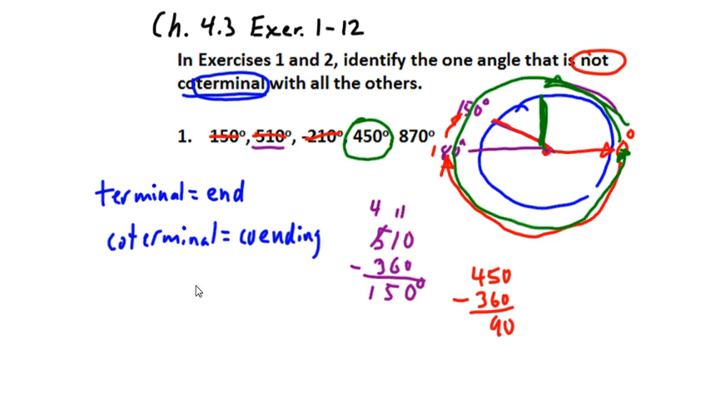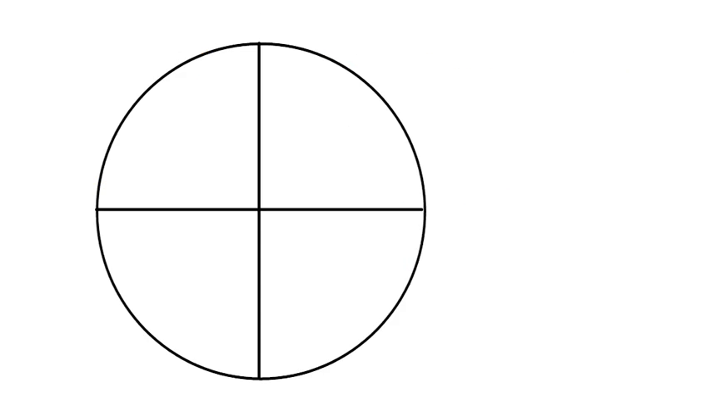Just to fill this out, for 870 degrees, if we take 870 minus 360, we get 510 degrees. If we subtract another 360 from 510 degrees, we get 150. So an 870 degree angle rotates around twice, plus up to 150, so that is coterminal. Anyway, 450 degrees is our correct answer.